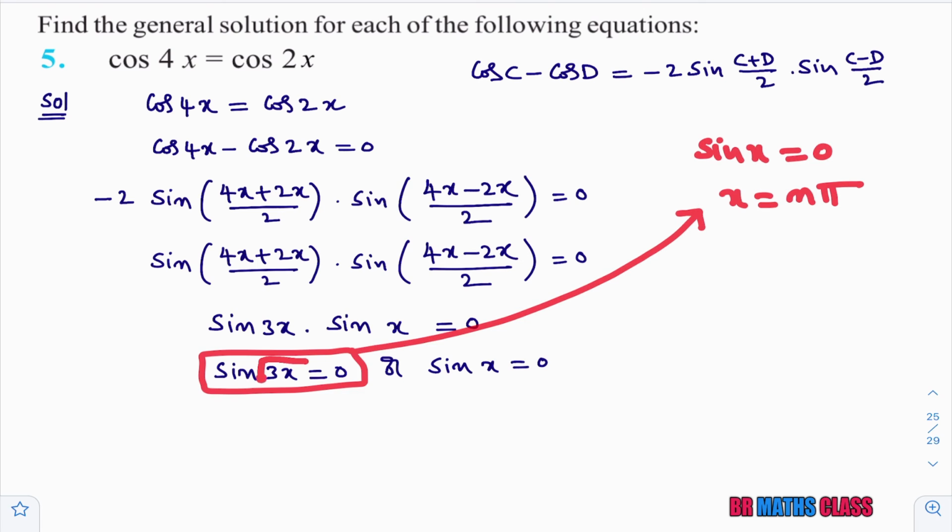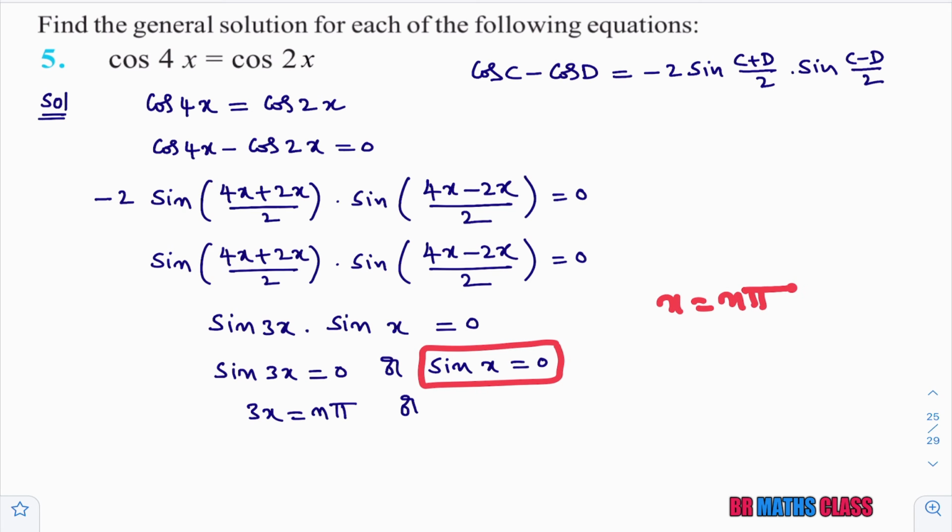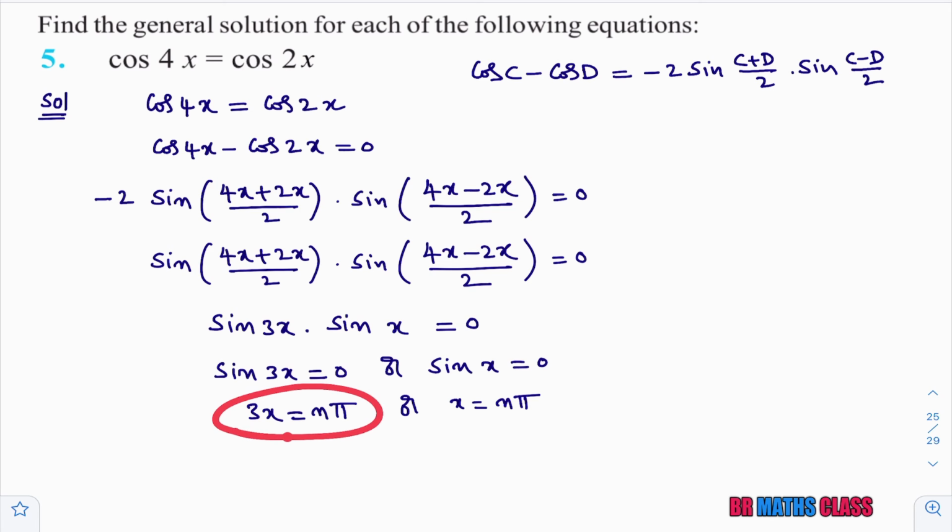But here in place of x, 3x is there. So as sine 3x equal to 0, I can write 3x equal to n pi. Sine x equal to 0 means x equal to n pi, the general solution for sine x equal to 0. Here 3x is there, so you take 3 to the right hand side, and you get x equal to n pi by 3 or x equal to n pi.